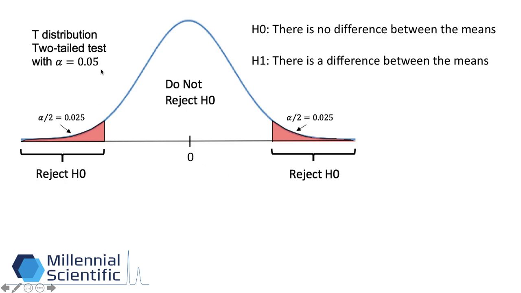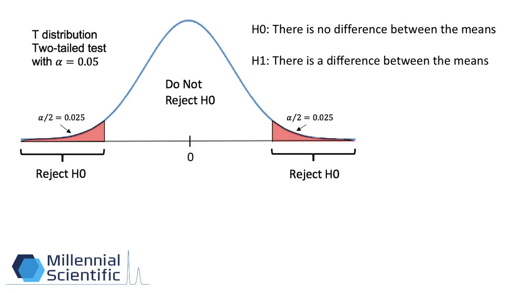Alpha is the level of significance used to make judgments. It's typically set at 5%. This is the probability level that one uses to make decisions whether data sets are different from one another.